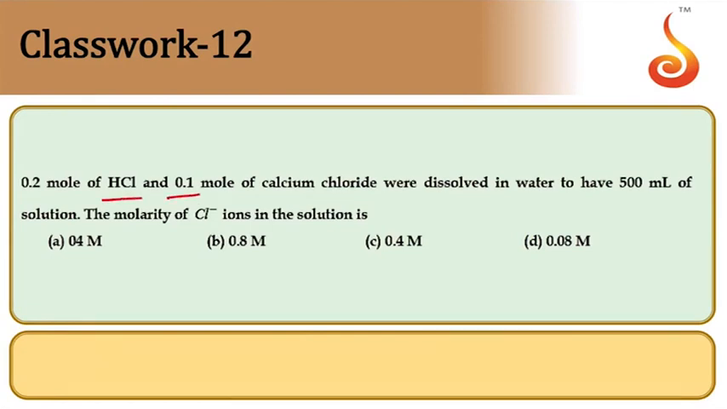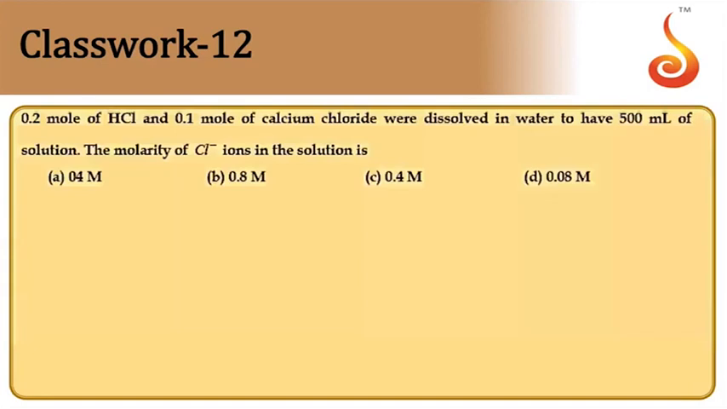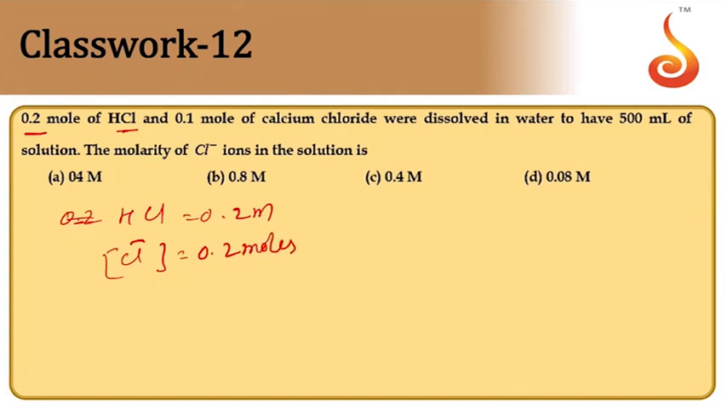0.2 moles HCl, 0.1 mole calcium chloride dissolved in water to make 500 ml of solution. Calculate the molarity of Cl minus ions. Now 0.2 mole of HCl can give us 0.2 mole of Cl minus ions. So HCl is 0.2 moles given to us. This implies Cl minus ions is also equal to 0.2 moles from the HCl contribution.